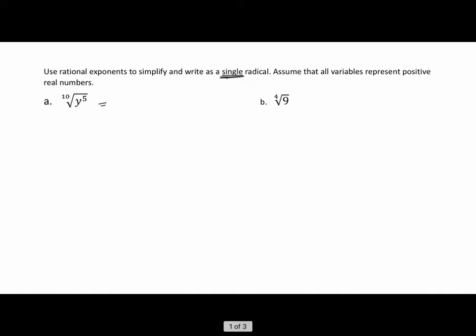So the first thing I want to do is change this to a rational exponent. So remember, the nth root of a to the m is a to the m over n. So the base and the numerator are the radicand, and the index is going to be the denominator here. Then I want to simplify because I can divide 5 from each of those, and that will leave 1/2.